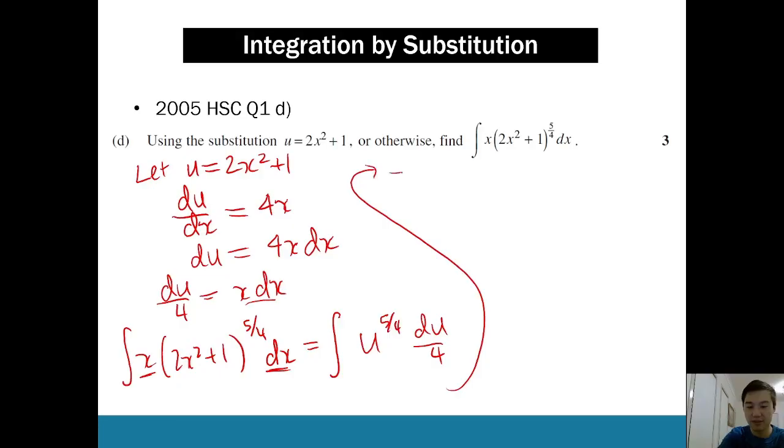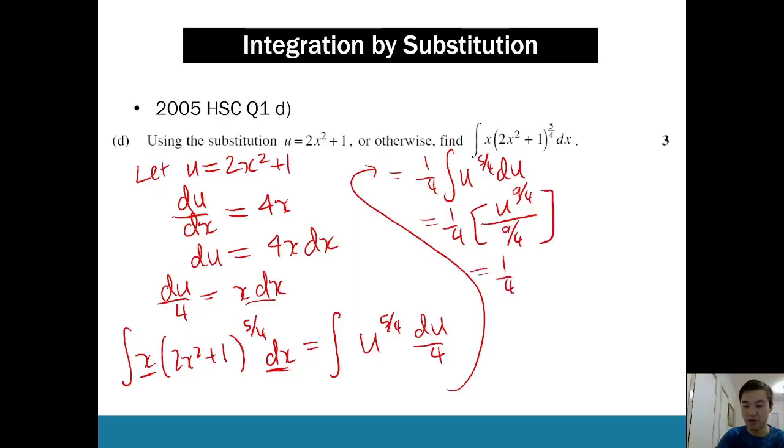So this will become 1 over 4 integral of u to the power 5 over 4 du. So we can raise the power by 1. So 5 over 4, when we add 1 to that, will be 9 over 4. And we divide by the new power. So this will be 1 over 4 times 4 over 9 u to the power of 9 over 4, which will work out to be 1 over 9 u to the power of 9 over 4 plus c. So don't forget your plus c because this is an indefinite integral.